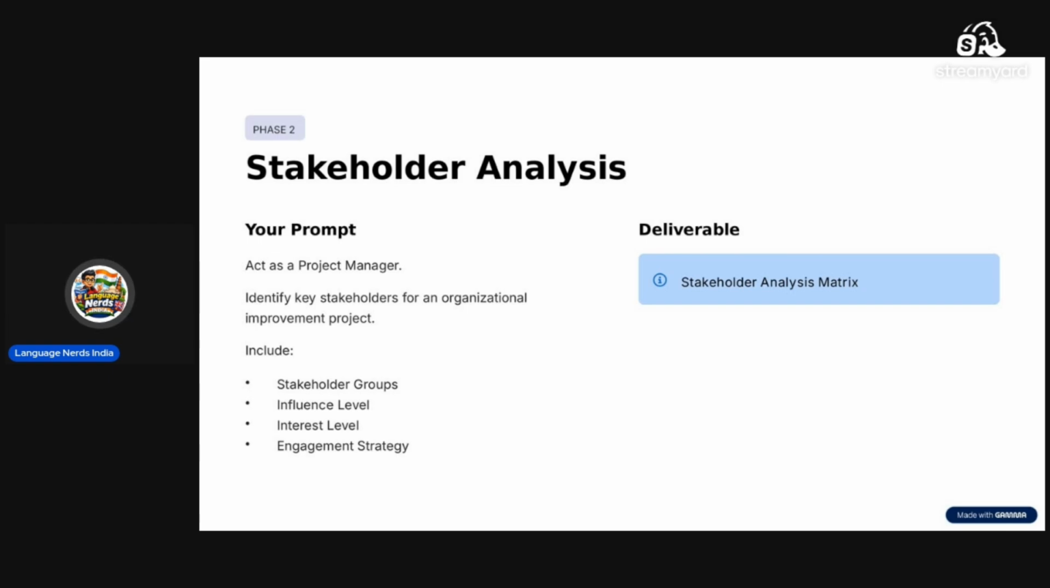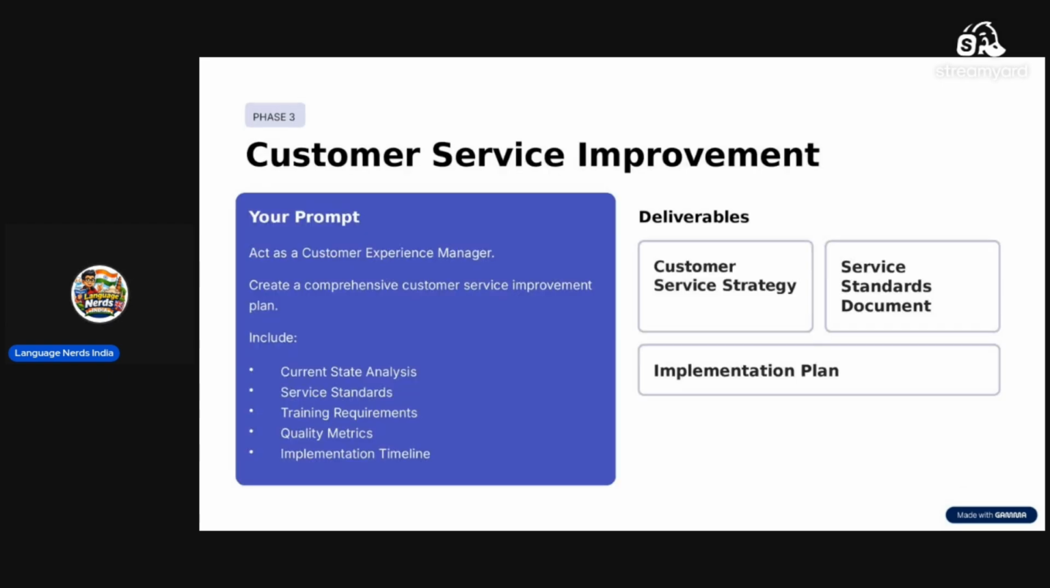For stakeholder analysis, your prompt can be: act as a project manager, identify key stakeholders for an org improvement project, include stakeholder groups, influence level, interest level, engagement strategy. The deliverable that you should get is a stakeholder analysis matrix.